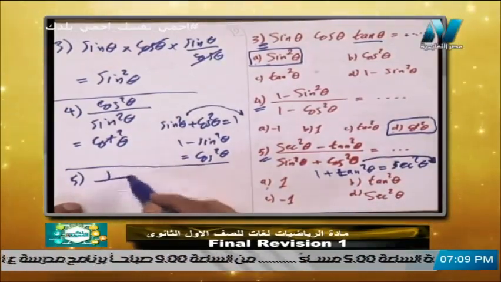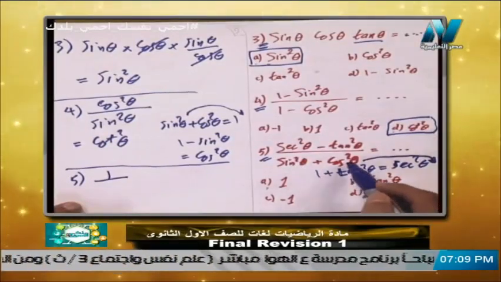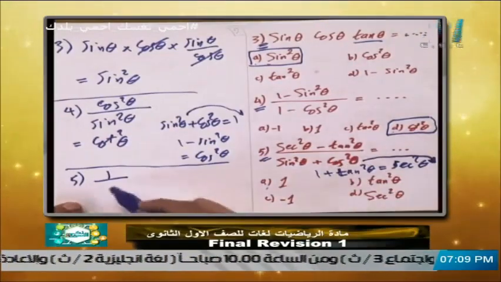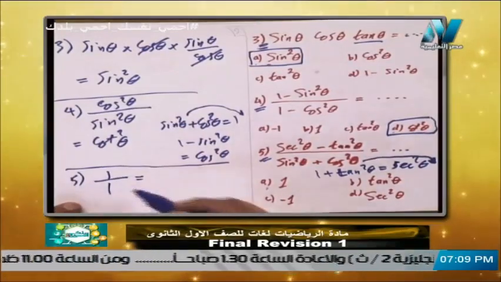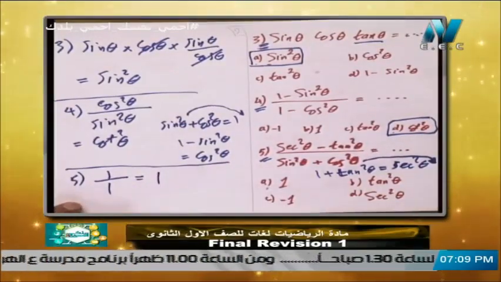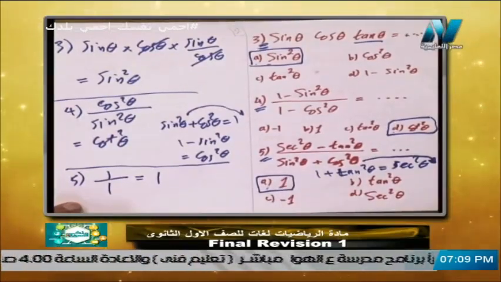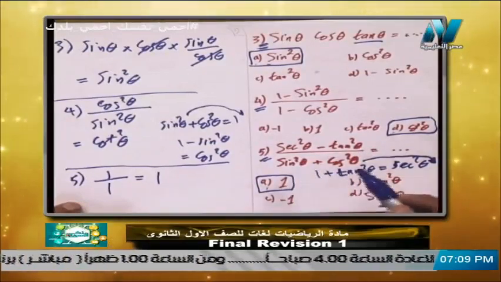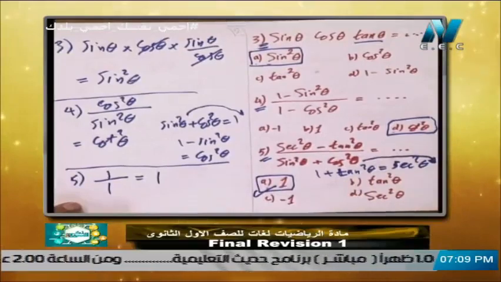So the numerator equals 1. What about sine power 2 theta plus cosine power 2 theta? We have sine power 2 theta plus cosine power 2 theta equals 1, and we talked already about it. So 1 divided by 1 equals 1. So the answer of course will be A. Okay, so sec power 2 theta minus tan power 2 theta over sine power 2 theta plus cosine power 2 theta in simplest form equals A, which is 1.